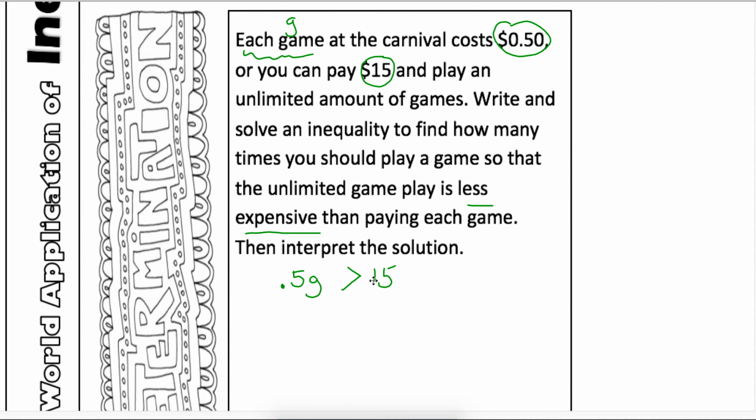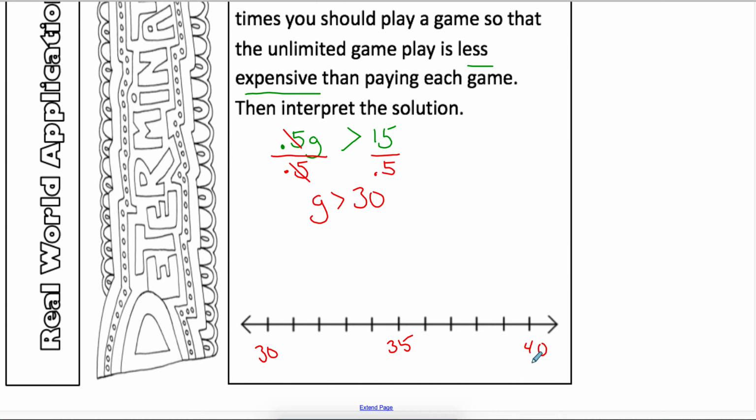Let's have our number line here. Okay, we know that we're going to start at 30 on our number line. This is 35, and this is 40. Okay, we're going to get a what? Open or closed circle. Is there a line underneath? No line, so it is an open circle on 30, and we want numbers greater than that.